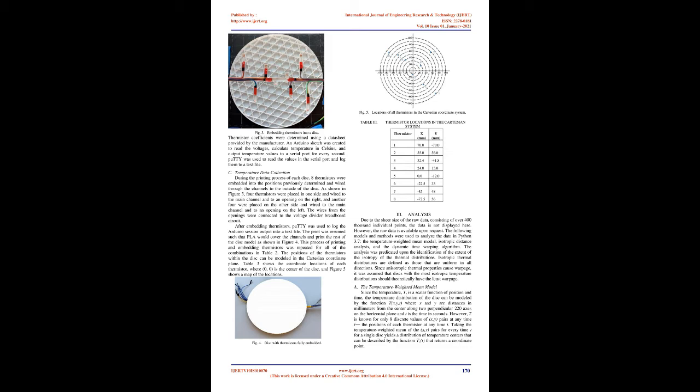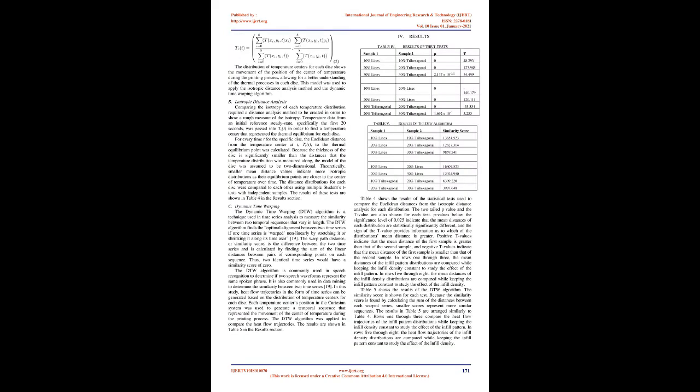Since the temperature, T, is a scalar function of position and time, the temperature distribution of the disk can be modeled by the function T(x, y, t), where x and y are distances in millimeters from the center along two perpendicular axes on the horizontal plane, and t is the time in seconds. However, T is known for only 8 discrete values of (x, y) pairs at any time t, the positions of each thermistor at any time t.